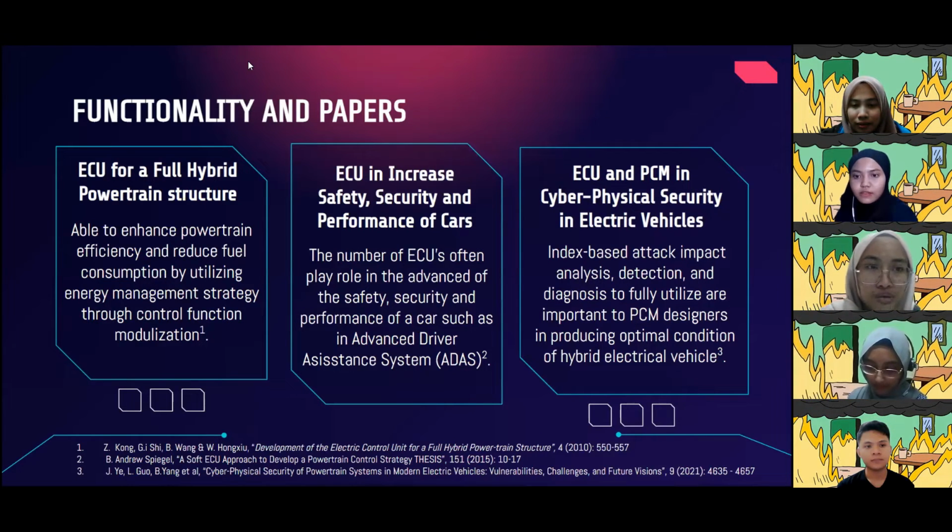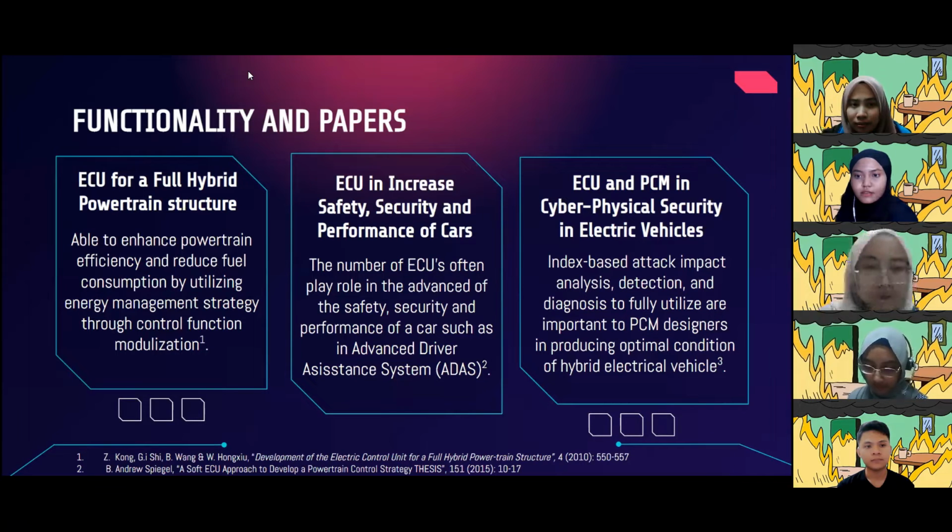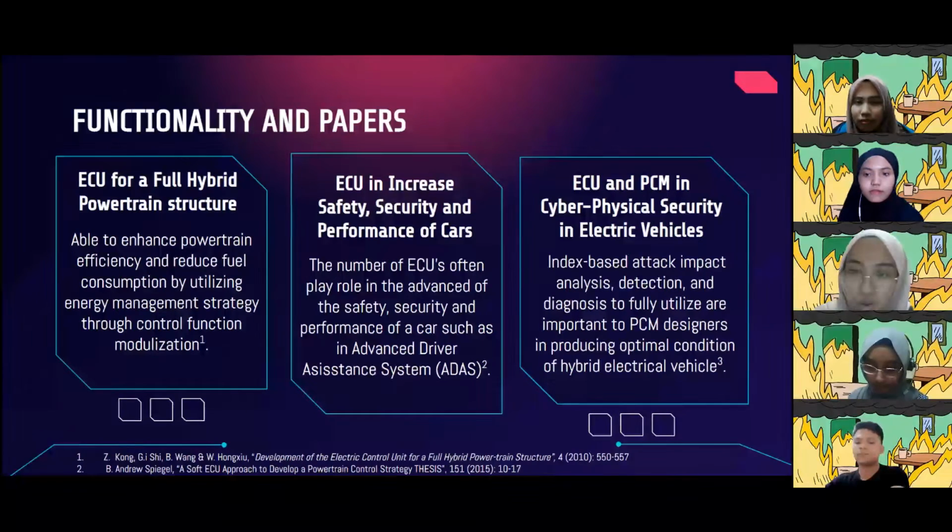So the next one is functionality and purpose. The first part is ECU for a full hybrid powertrain structure, where ECU is able to enhance powertrain efficiency and reduce fuel consumption by utilizing an energy management strategy through control function modelization. It will also include logic control modules and coordinate control modules for the first part.